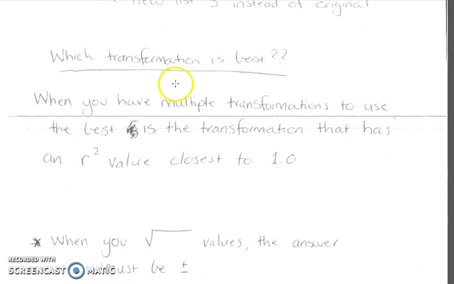Which transformation is the best? As I said, we want our r squared value to get as close to 1. So after you've done all your transformations, some of them have 3 instead of 2. You would then compare all your r squared values. You pick the one that's closest to 1, and then you use that one to use for your predictions.